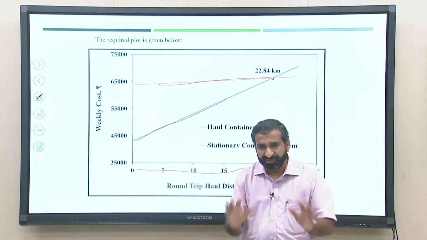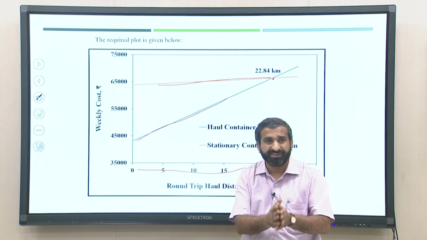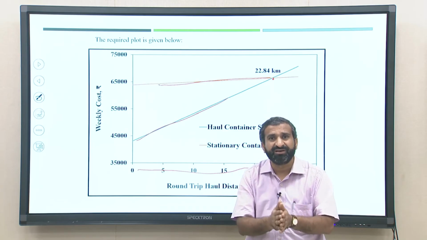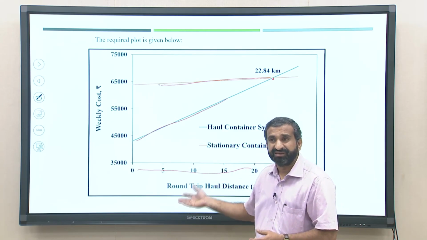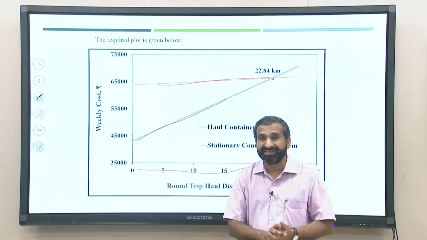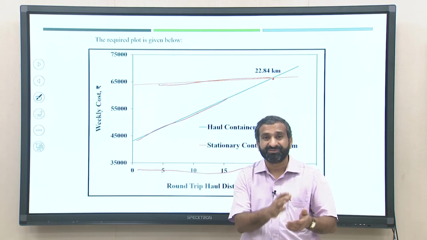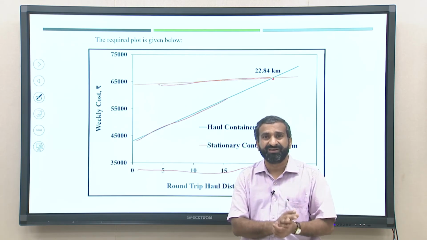And especially for the class 2 towns in India, or if you take the district centers or taluka level, these kinds of hall container systems are highly beneficial. So again you will ask, sir, is it possible to have the hall container system in the smaller cities, because you will require special kinds of vehicles.